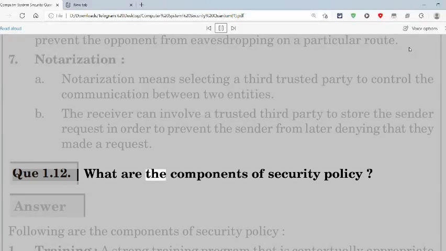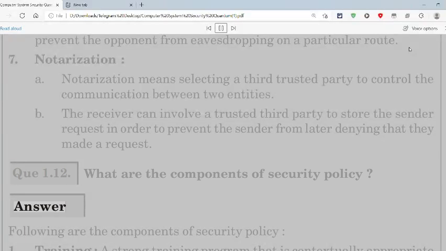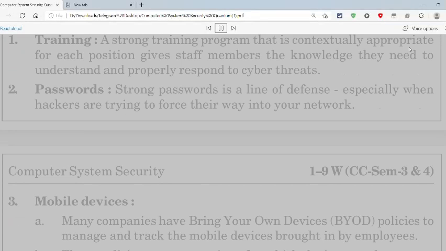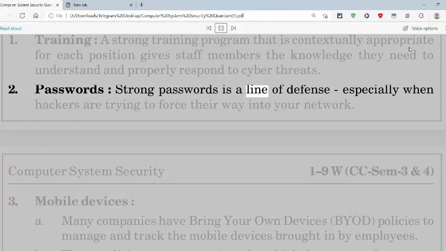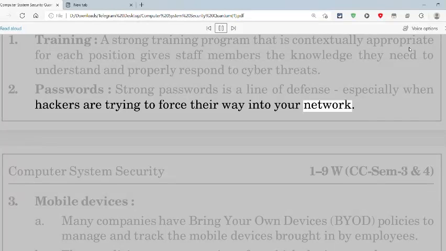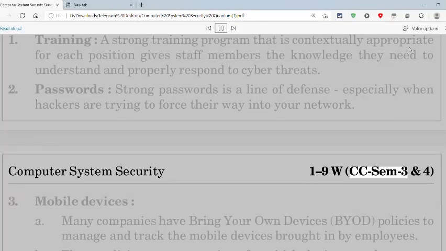K1.12. What are the components of security policy? Answer. Following are the components of security policy. 1. Training. A strong training program that is contextually appropriate for each position gives staff members the knowledge they need to understand and properly respond to cyber threats. 2. Passwords. Strong passwords are a line of defense, especially when hackers are trying to force their way into your network.